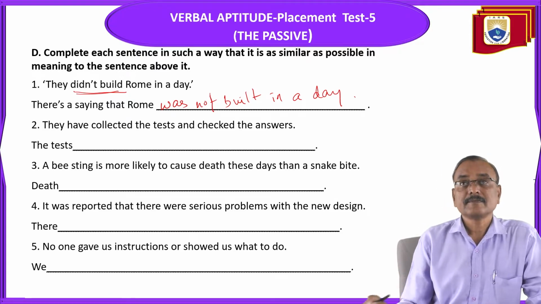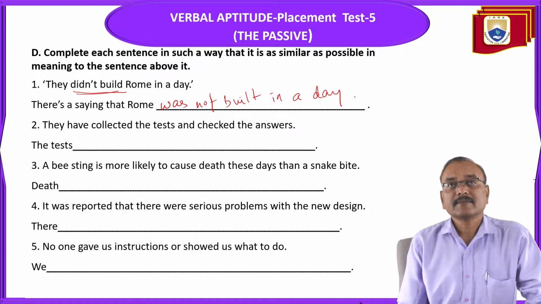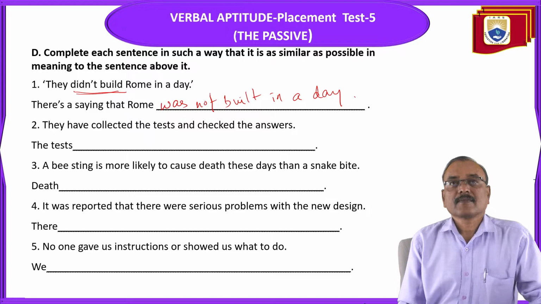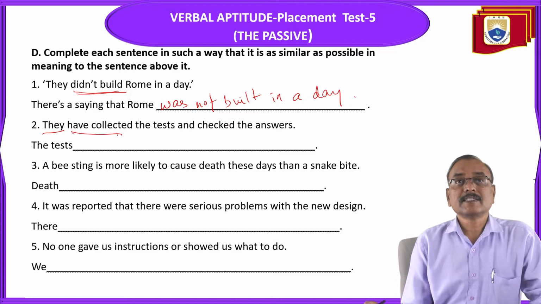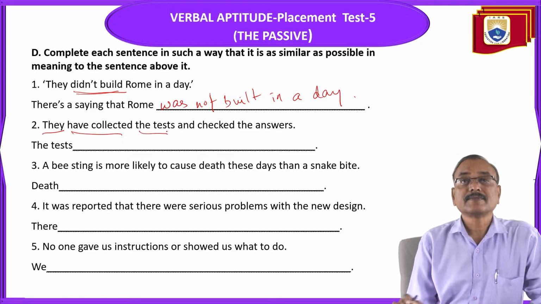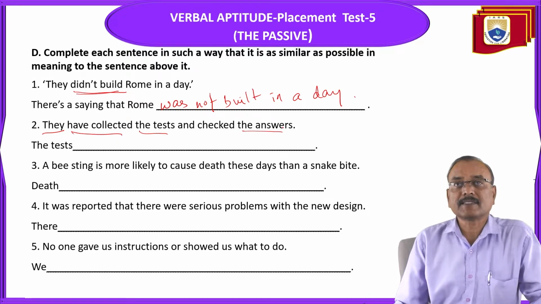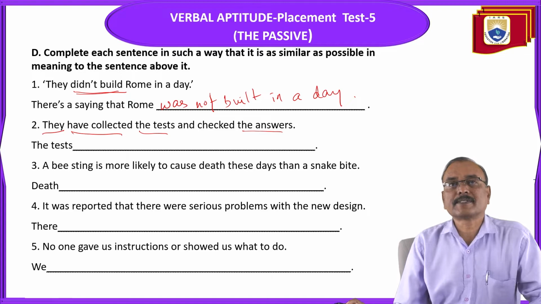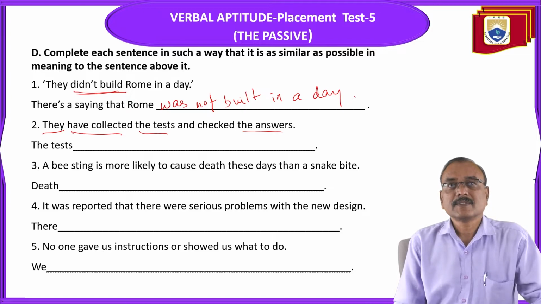Right? Next, they have collected the tests and checked the answers. Again, this sentence is in active voice. Okay, right? So, here, they is the subject. Have collected is the verb in active voice. The tests, okay, object. Even the answers also object. Two objects are there. So they have collected and they have checked. Two verbs. So here you see have collected, present perfect here. So in passive it becomes have been collected.